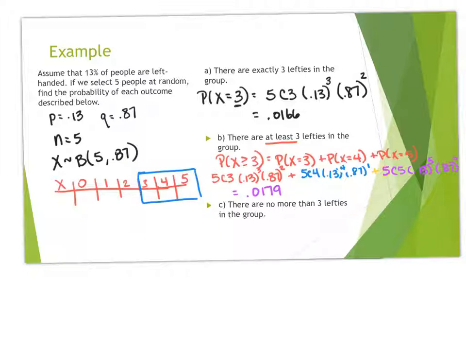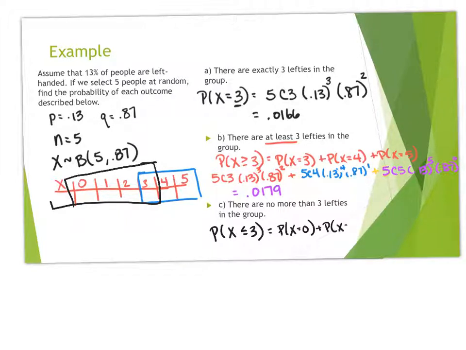The last one says that there are no more than 3 lefties in the group. Well, no more than 3 lefties means what? Well, here's 3 again. No more than 3 means you're going to go back this direction. So this is the probability that X is less than or equal to 3. And again, this will be the probability that X equals 0 plus the probability that X equals 1 plus the probability that X equals 2 plus the probability that X equals 3. And if we calculate that, we're going to get 0.9987.